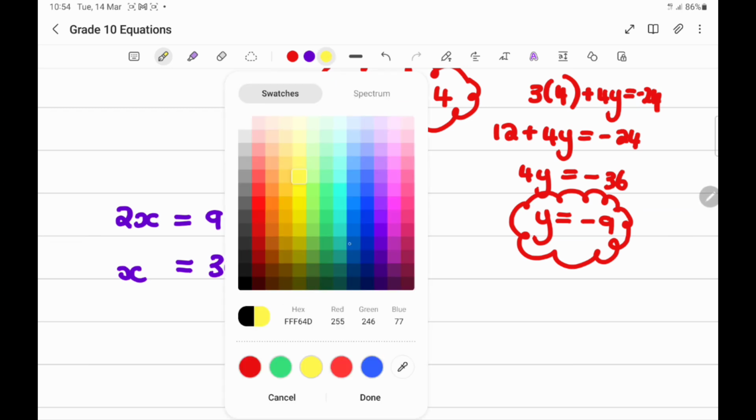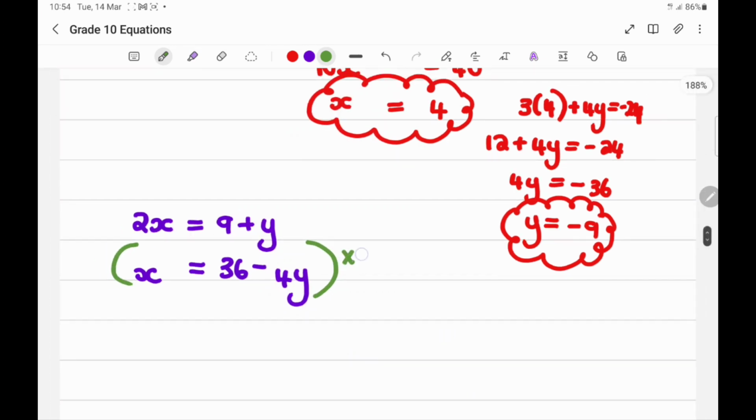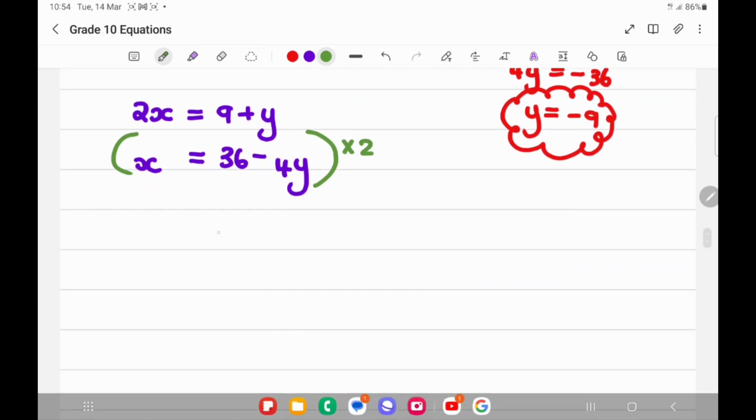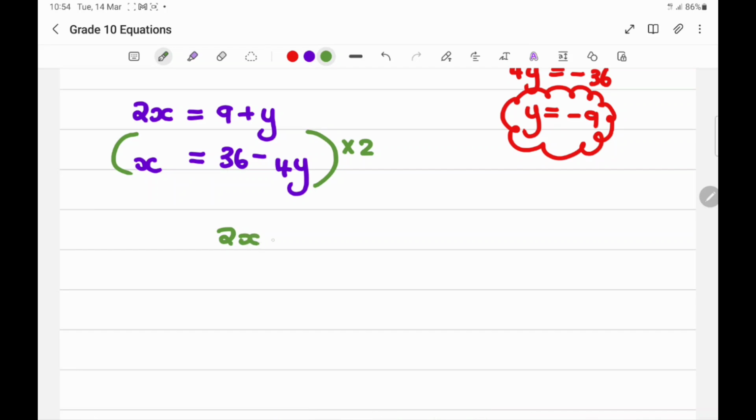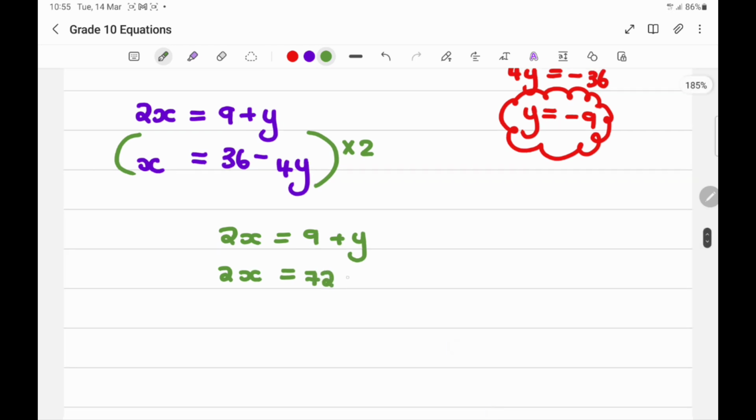So the easiest thing for me, if I look at this thing, is to multiply this equation and manipulate it and multiply it by 2. So then I'm just going to write the top one down again. 2x is equal to 9 plus y, and at the bottom I'll have 2x is equal to 36 times 2 is 72, minus 8y. So what do I need to do with these two?